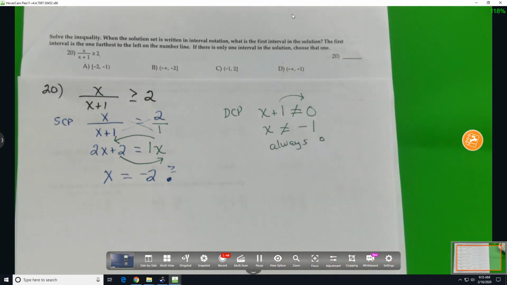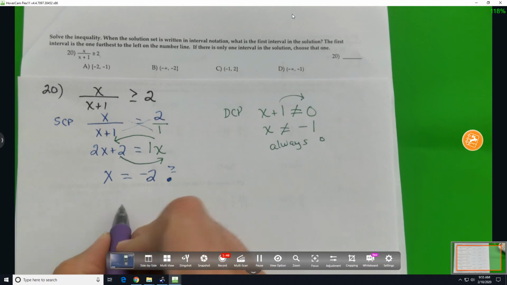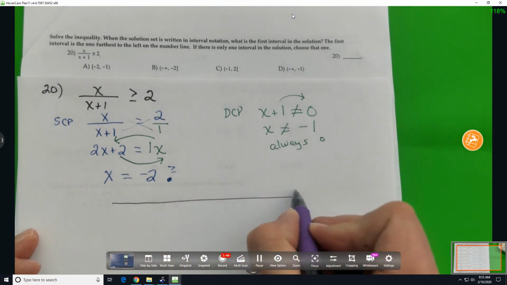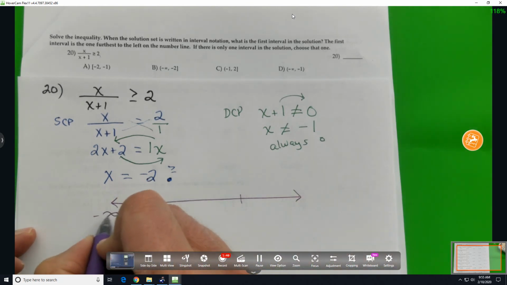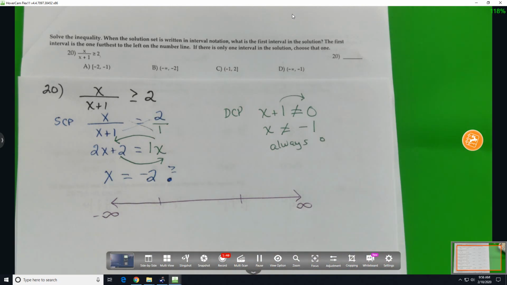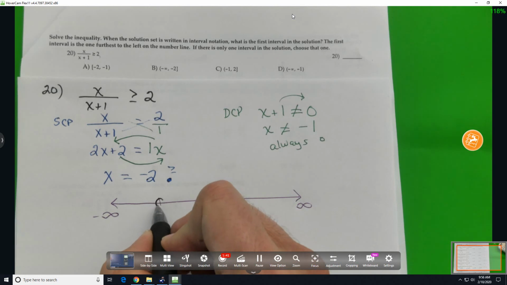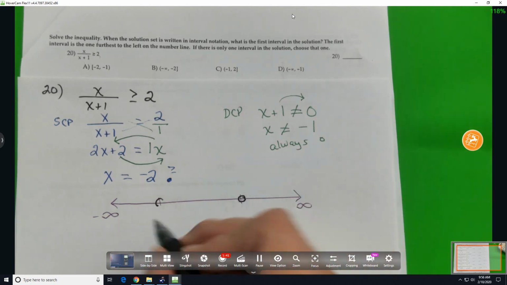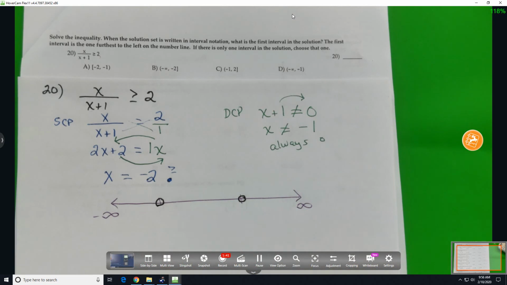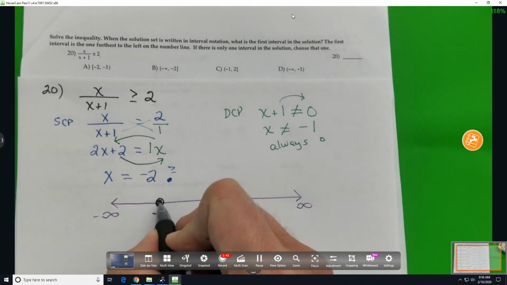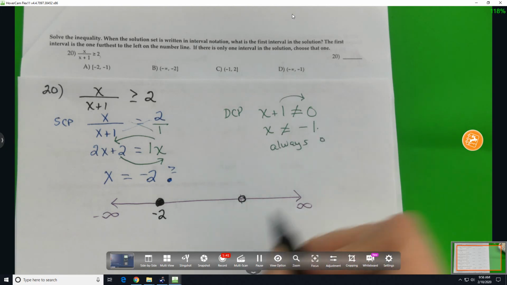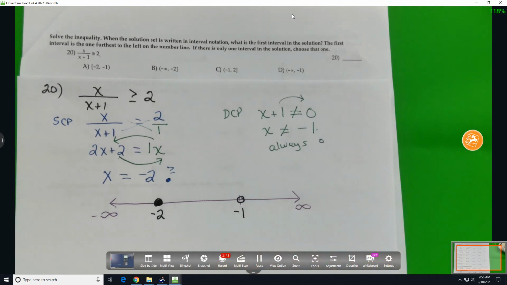Now this one, you've got to be careful labeling them. We have a negative 2 and negative 1. Oh, wait. One of these is going to be a closed circle. Which one is closer to negative infinity? Right here, what am I labeling? Negative 2, so that should be a closed circle. And negative 1, open.